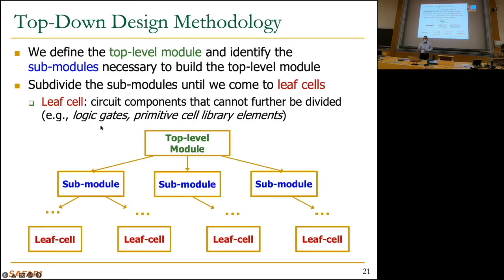So what's a leaf cell? Leaf cells are circuit components that cannot be further divided. So this could be very basic logic gates, like AND gates, NAND gates, NOR gates. Or it could be primitive cell library elements. So it depends on your goal.